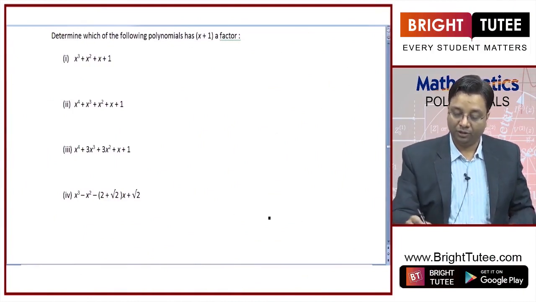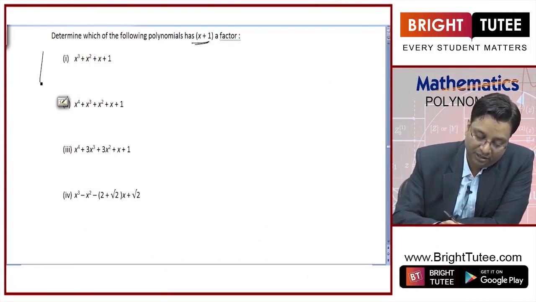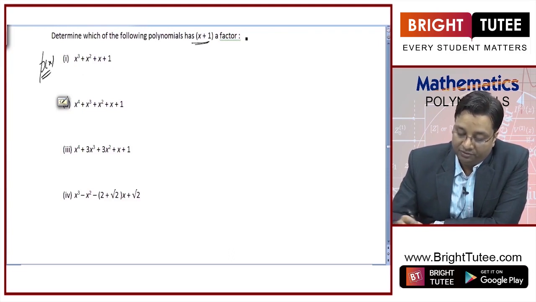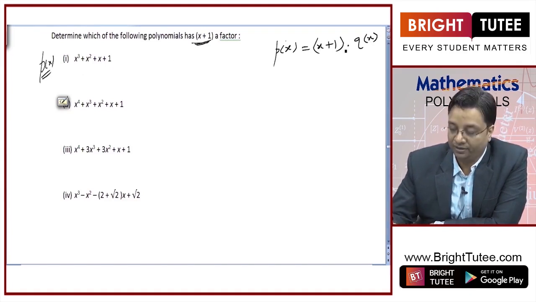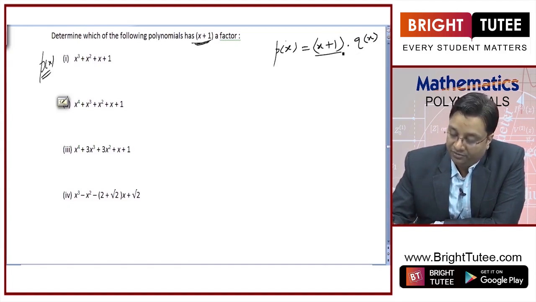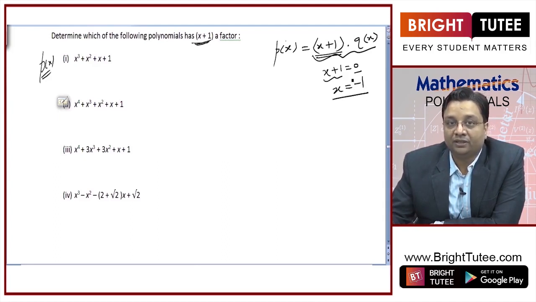Determine which of the following polynomials has x plus 1 as a factor. Let us say these polynomials are p of x. If a polynomial p of x has x plus 1 as its factor, then p of x is x plus 1 into something. If I put this factor equal to 0, the entire expression will become 0. When will this factor be equal to 0? At x equal to negative 1. So the conclusion is, if I put x equal to negative 1 in this polynomial and it becomes 0, then I will say x plus 1 is a factor of this.